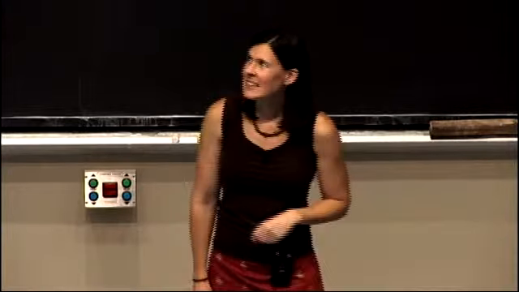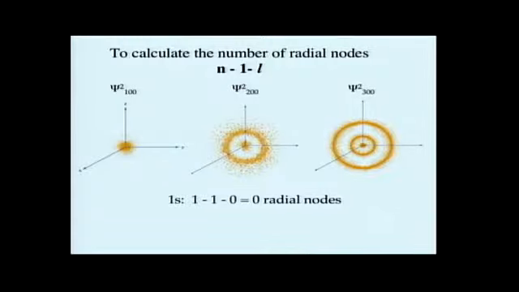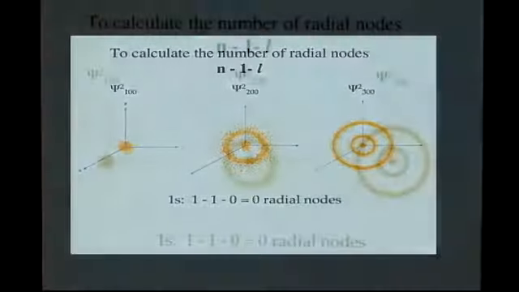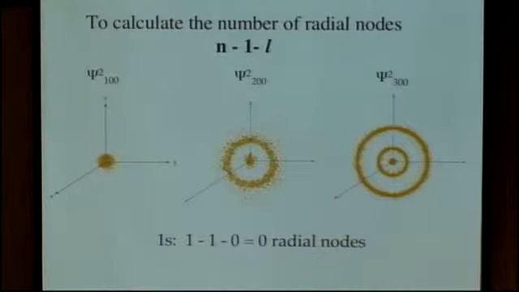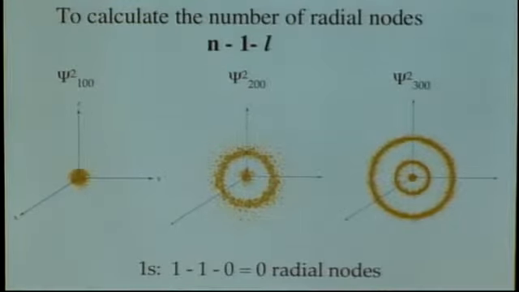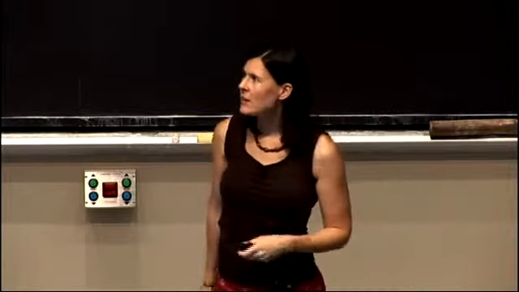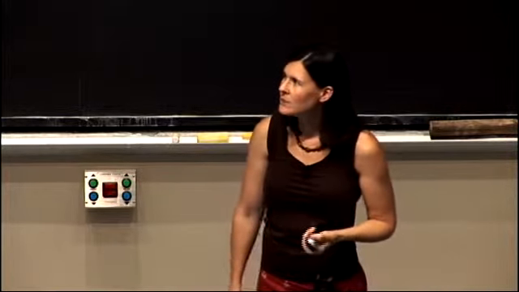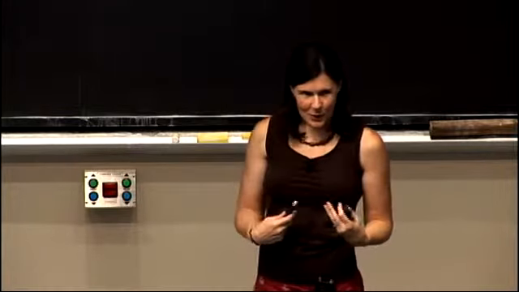It's very easy to calculate, however, the number of radial nodes, and this works not just for s orbitals, but also for p orbitals or d orbitals or whatever kind of orbitals you want to discuss. And that's just to take the principal quantum number and subtract it by 1, and then also subtract from that your L quantum number. So what you can do for 1s is just take 1 minus 1, and then L is equal to 0, so you have 0 radial nodes. And that matches up with what we saw.